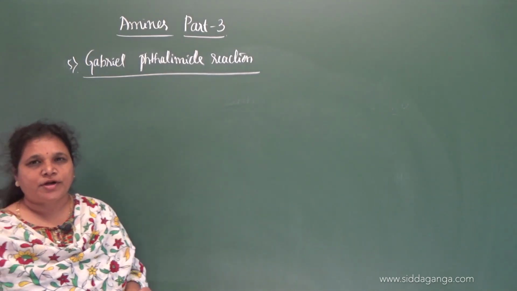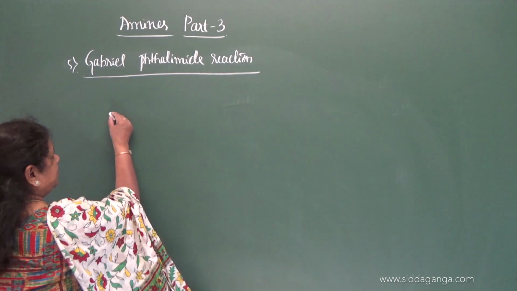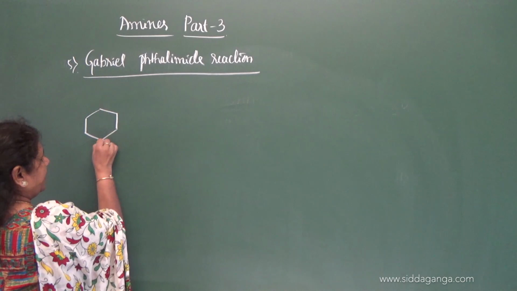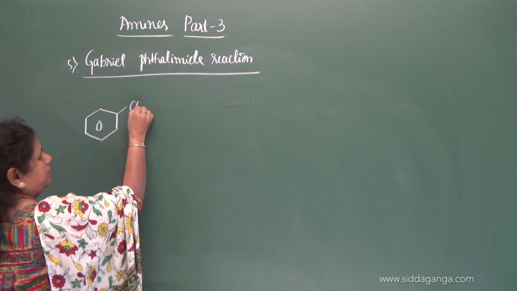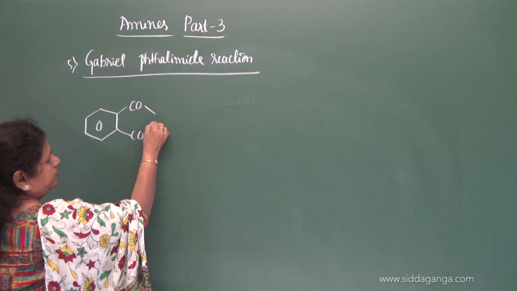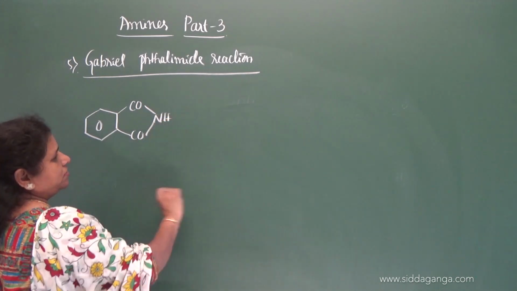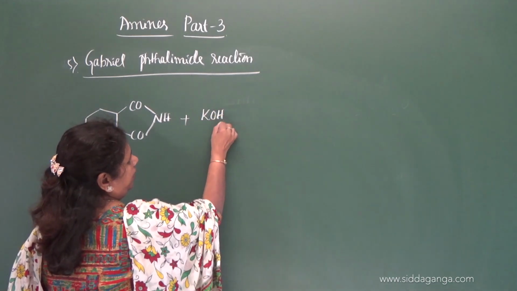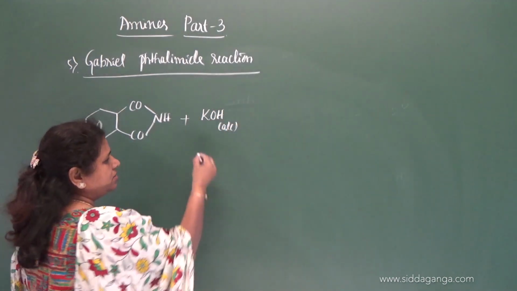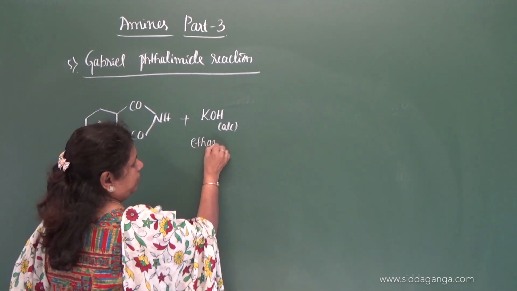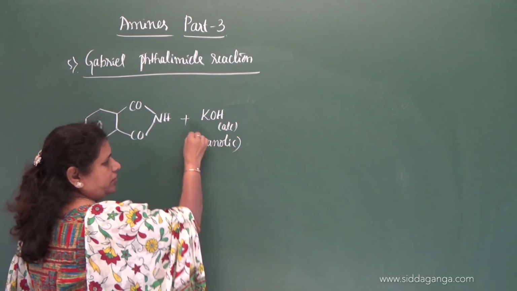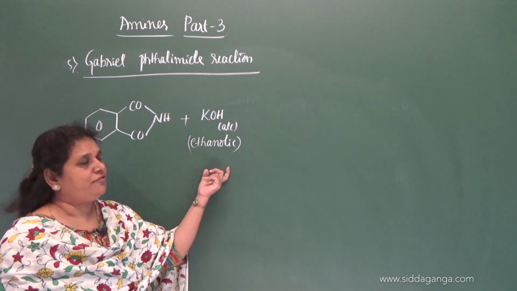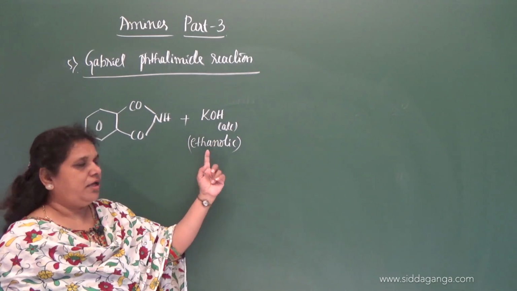reaction. Very important reaction. So in this reaction, take phthalimide, from phthalic acid. You heard about phthalic acid. So this is phthalimide. Okay. So it should react with an alcoholic solution of KOH. Alcoholic means ethanolic solution. So the commonly used alcohol in an organic reaction is ethanol. Therefore you can also say alcoholic or ethanolic.